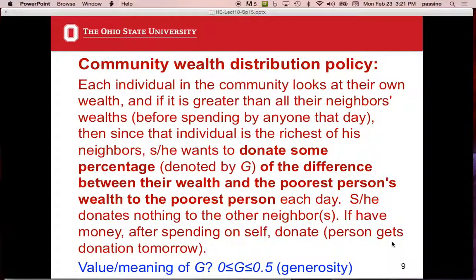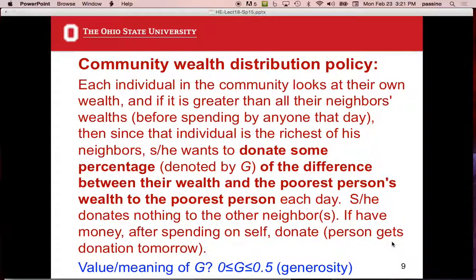All right? So the question is what is the value of this G? Or what does this mean? I'm saying it's between 0 and 0.5. 0.5 is the upper limit. That's a very generous case, okay? Tyler would give me half the difference. It would make a huge reduction in inequality between us to make that contribution. But what we're going to do is a little more.